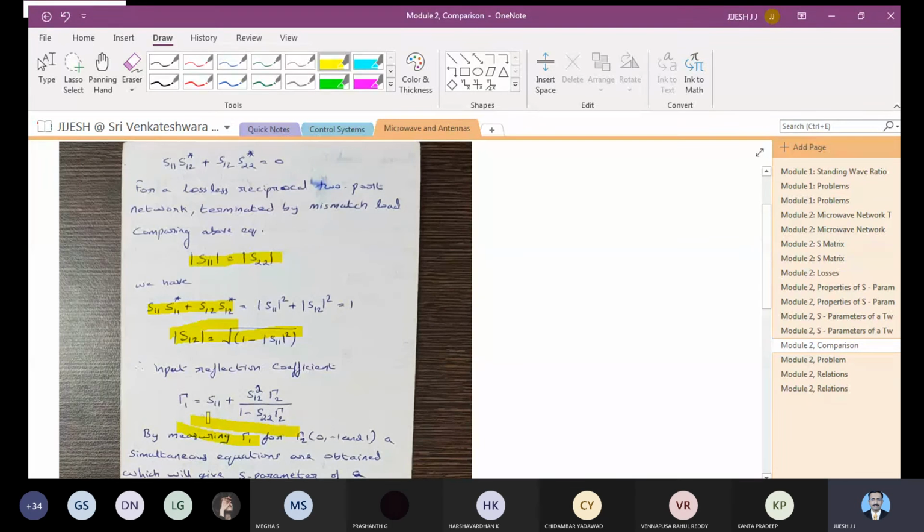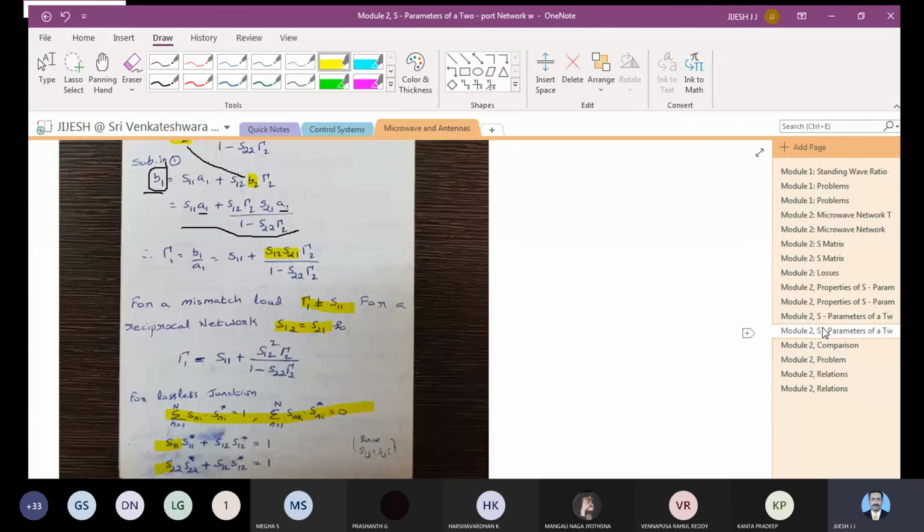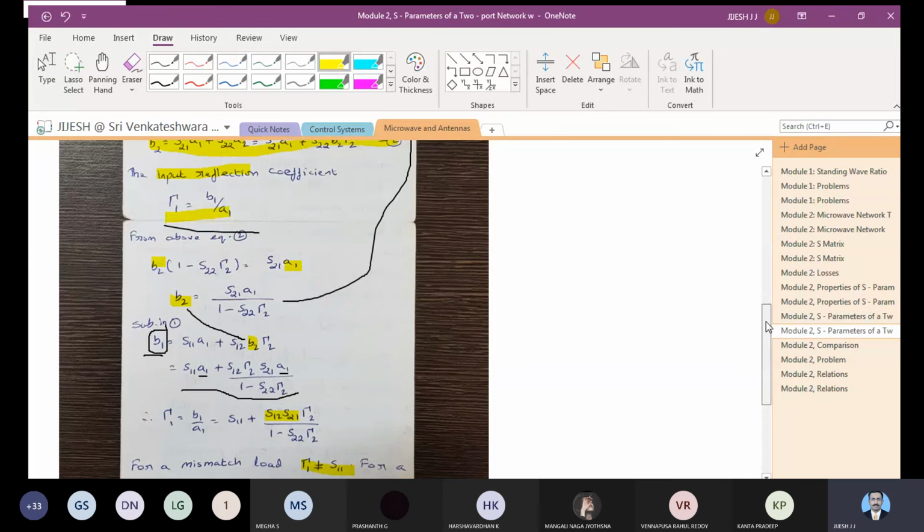However you want, you can rearrange the equation for gamma 1 based on all these equations, like S11 is equal to S22, S12 is equal to this. So you can rearrange the equation for input reflection coefficient. So you got the equations for gamma 1 as well as gamma 2. Previously you had written the equation for gamma 2 in terms of A2 by B2 or ZL minus Z0 by ZL plus Z0. So you have the equations for gamma 1 and gamma 2.